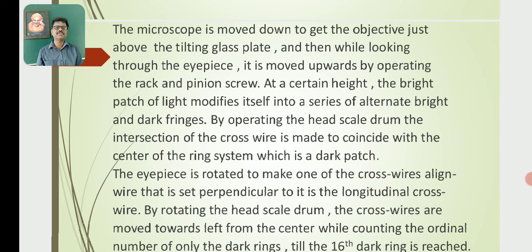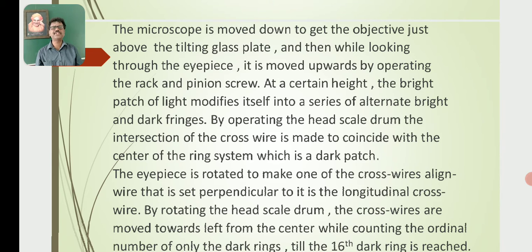Then the eyepiece is rotated to make one of the crosswires aligned, and the other set perpendicular to it is the longitudinal crosswire. Then by rotating the head scale drum, the crosswire is moved towards the left from the center, while counting the ordinal number of only the dark fringes till the 16th dark ring is reached.